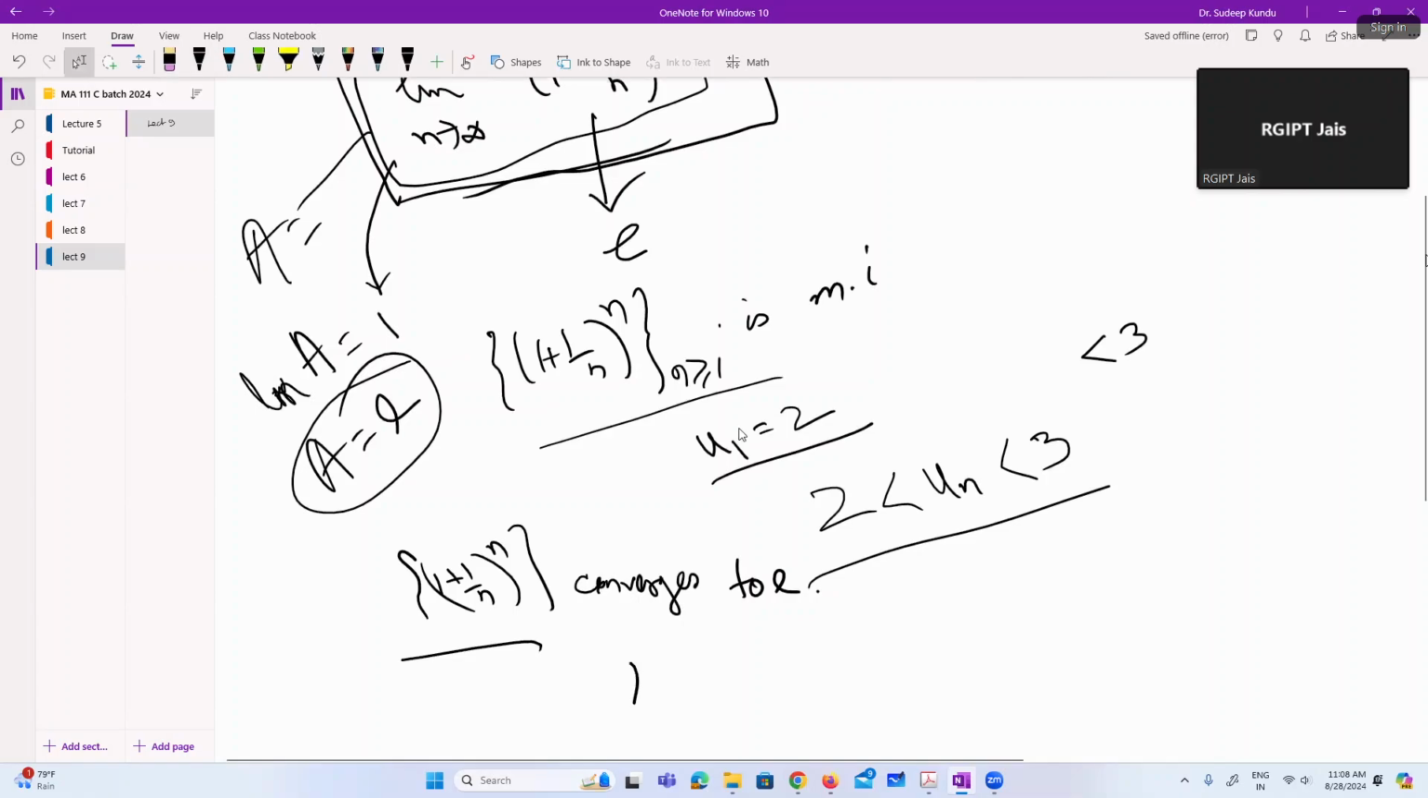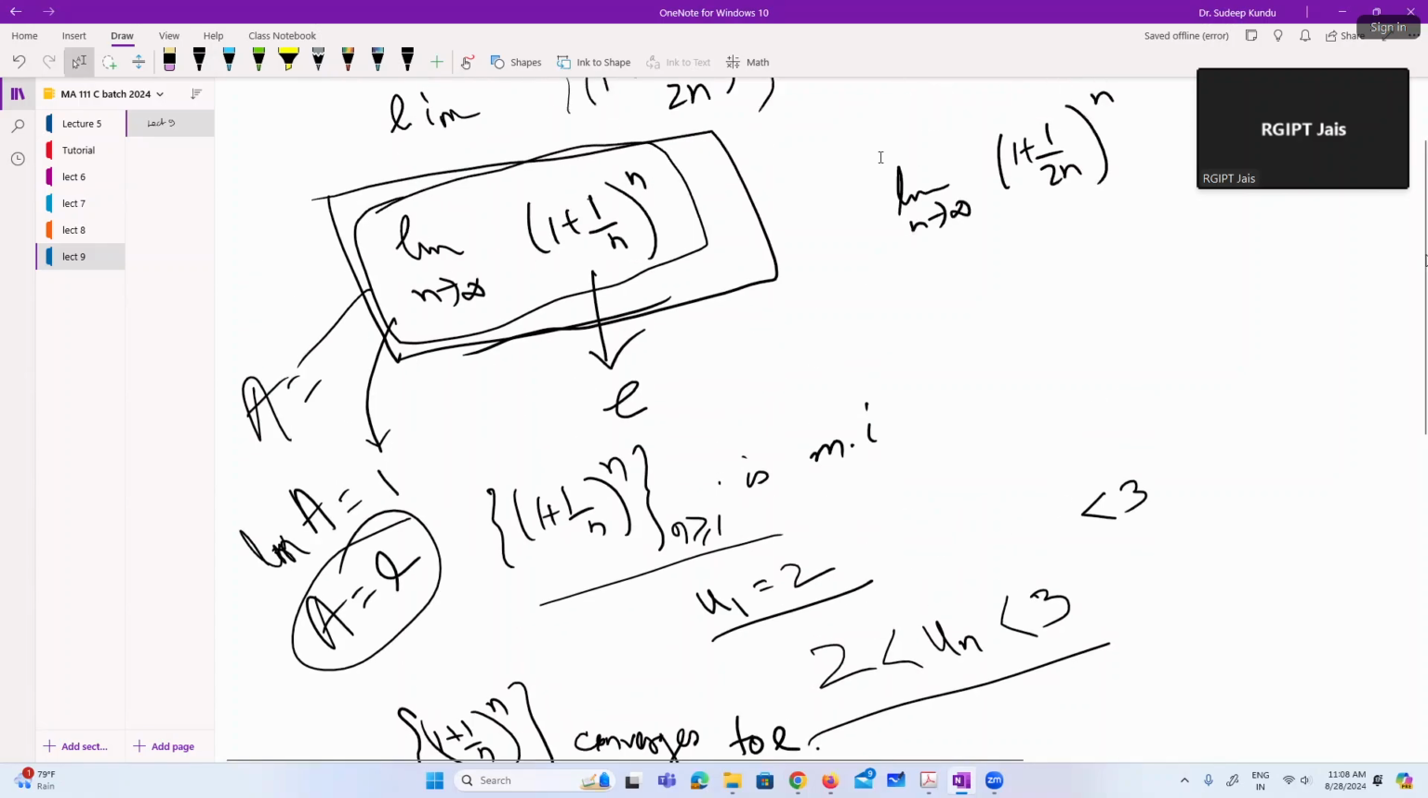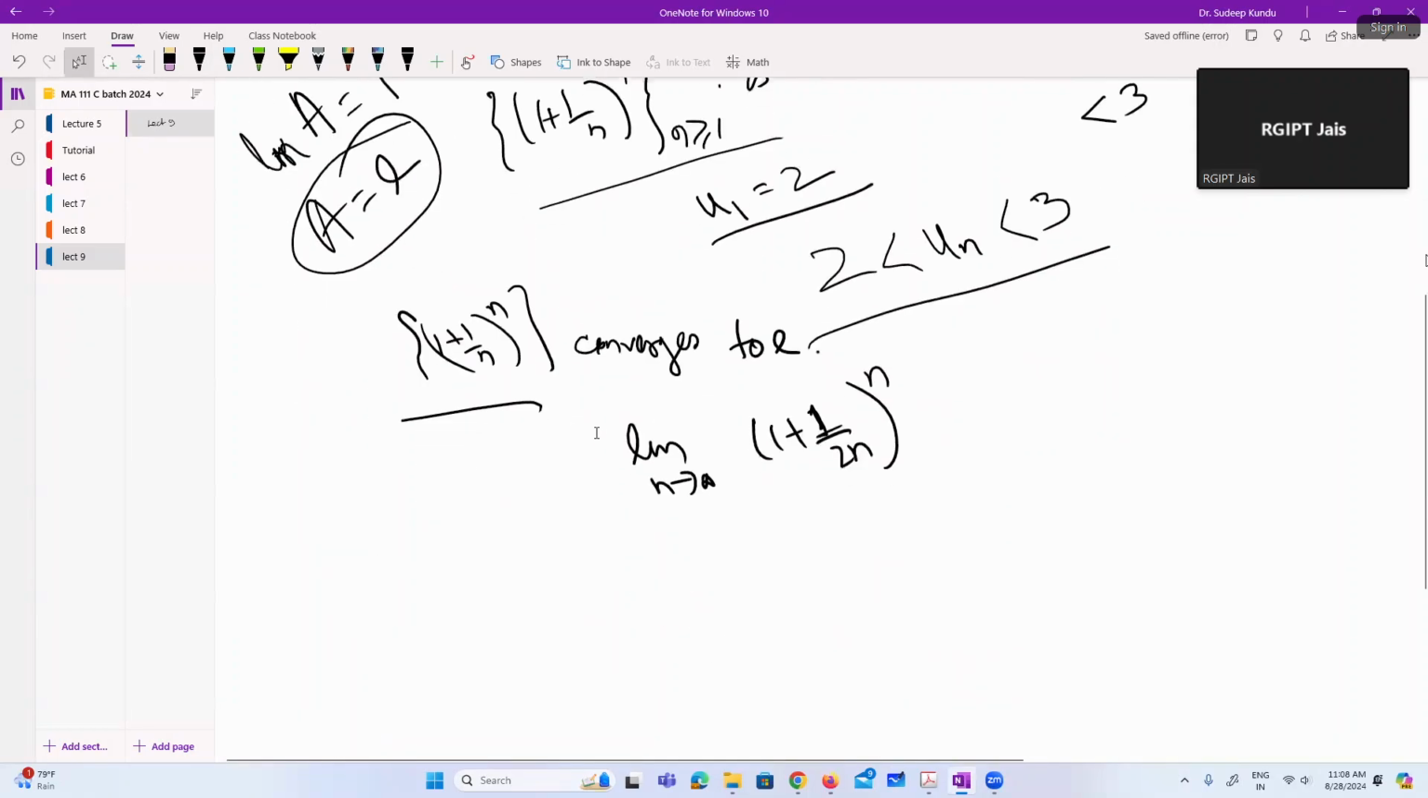So what will be the limit of (1 plus 1 by 2n) to the power n? What will be the limit of this sequence? Can anyone tell me? You have studied subsequences also.